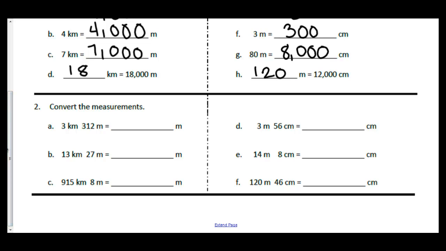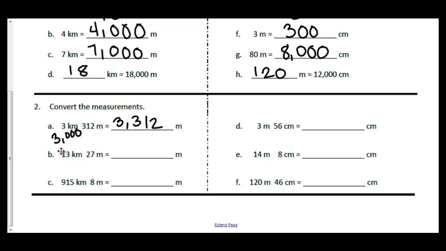Now we're going to do something just a little bit more difficult. This time we have 3 kilometers and 312 meters. First of all, I'm going to convert these kilometers to meters. If I have 3 kilometers, I know that is 3,000 meters. So 3,000 plus 312 would be 3,312 meters.